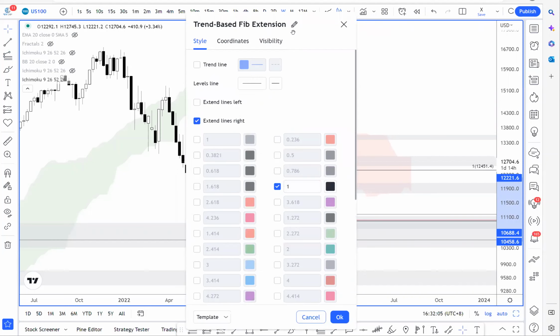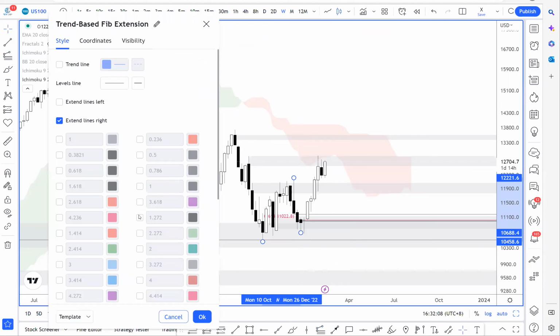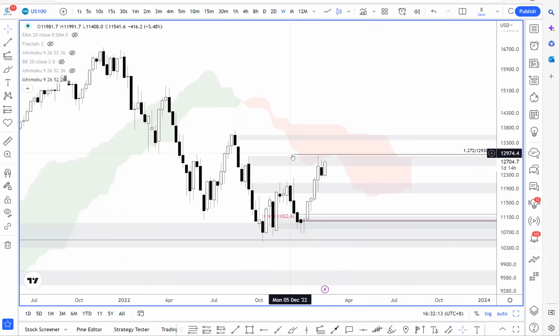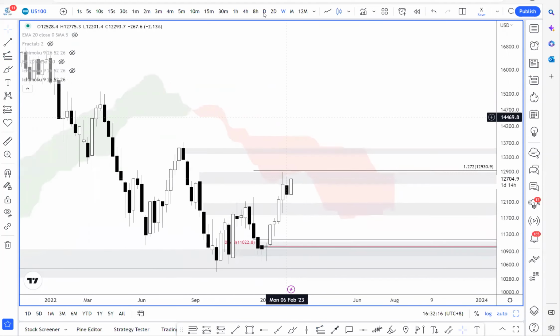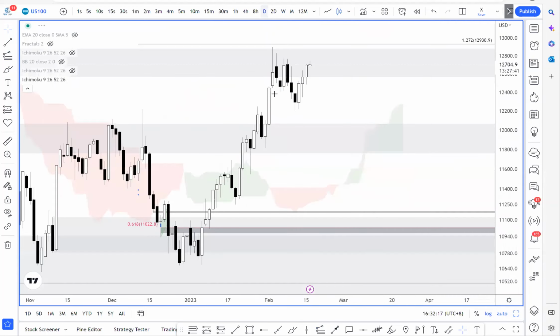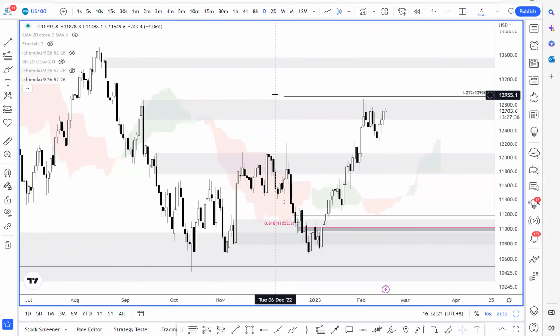Okay, so the 100%. Let me just open up these levels. We have the 127.2 lying slightly above the previous high, right? So this is one. That's the picture on the weekly. If you take a look at the picture on the daily, likewise, you can see it on the daily.